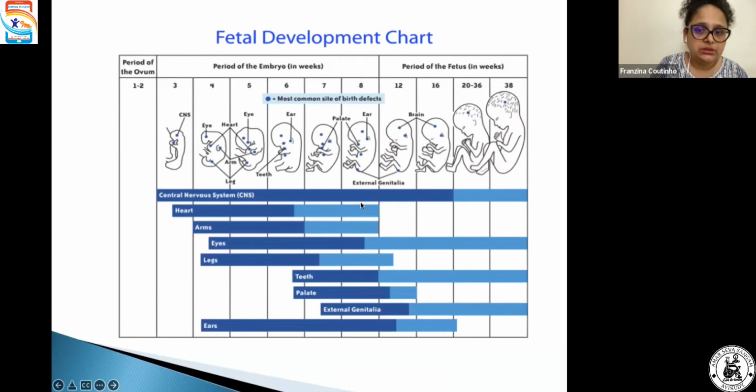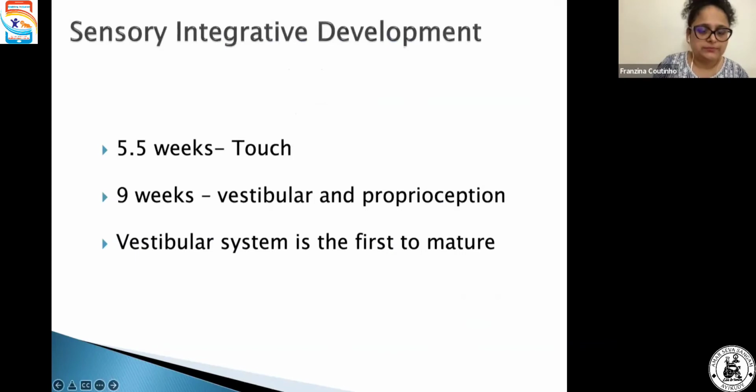Okay. So I want you to focus on the central nervous system over here, and you are also going to look at the ears over here. Okay, the development of the ears also continues consistently. So let's talk here. When we talk about this, touch starts at 5.5 weeks in utero. So the fetus can feel touch, and at 9 weeks vestibular and proprioceptive systems are already working, of which the vestibular system is the first to mature.